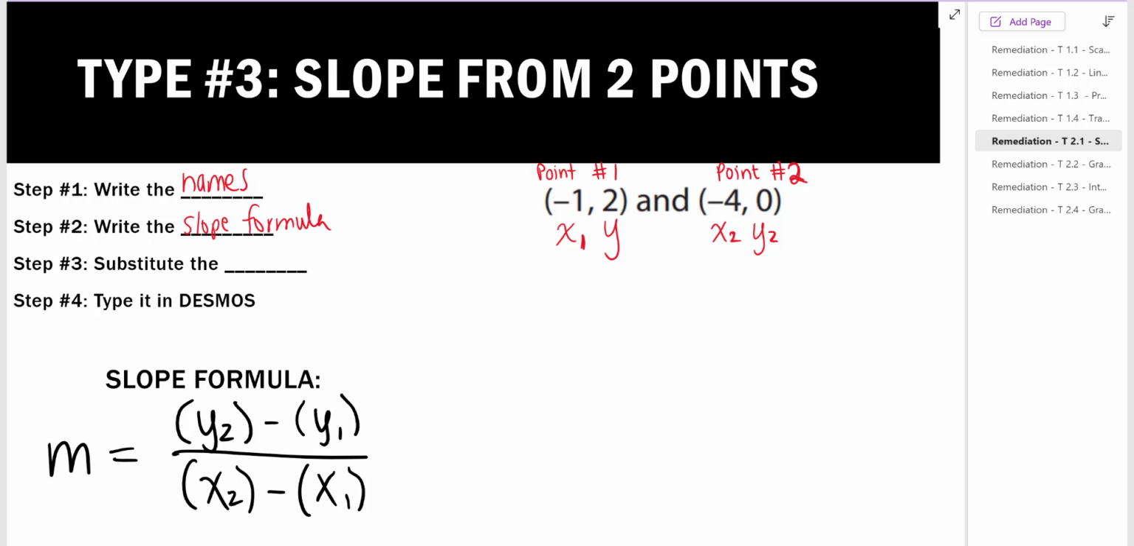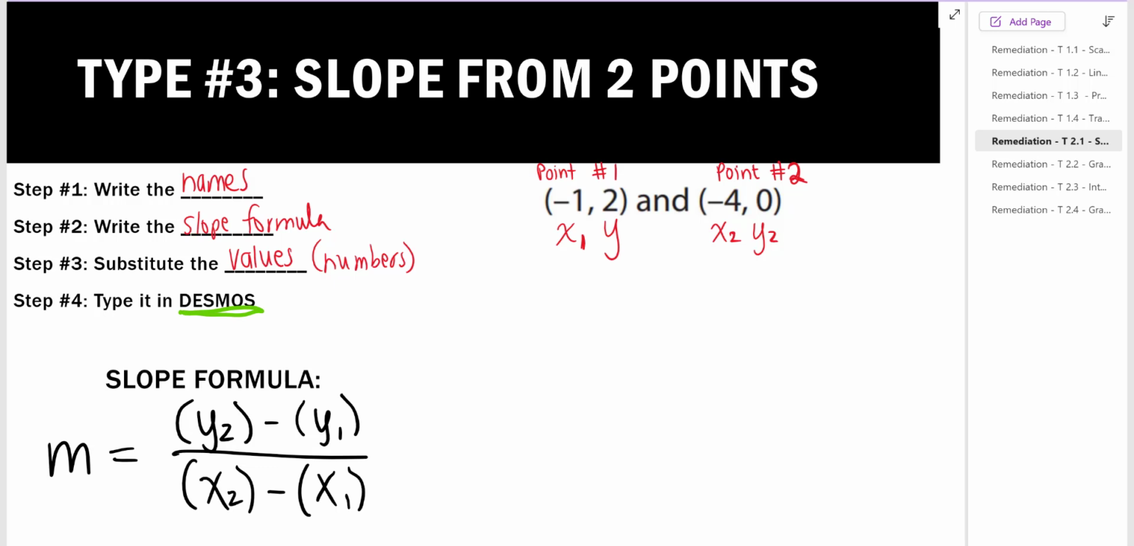Step 3 is substitute the values. Okay, values just means numbers. So paso 3 es sustituir los valores. Valores solo significa números. And then step 4 is type it in Desmos. So paso 4, escribe en Desmos. Desmos is the online calculator, es la calculadora en línea.